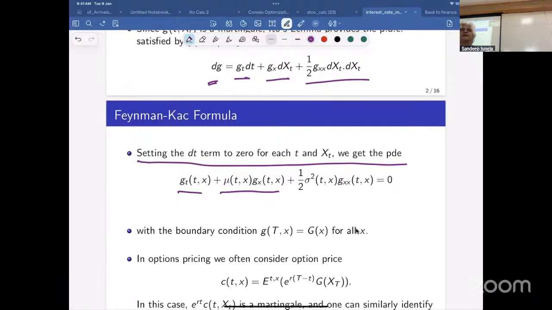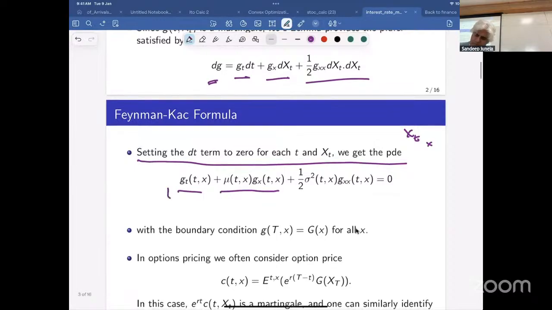Because it's a martingale, the dt term should be 0. A martingale does not have a drift term in it. A martingale is a stochastic integral. It doesn't have a drift term in it. So I'm just going to identify the dt term. And then instead of having xt in that dt term, because it has to be true for all xt, I'm replacing it by small x and saying that it's true for all small x. So I basically get this partial differential equation.